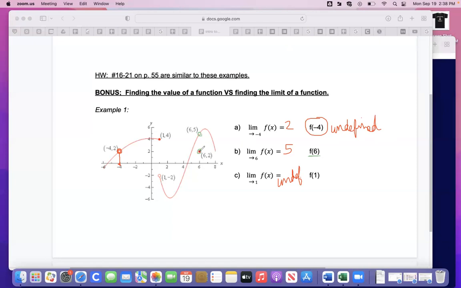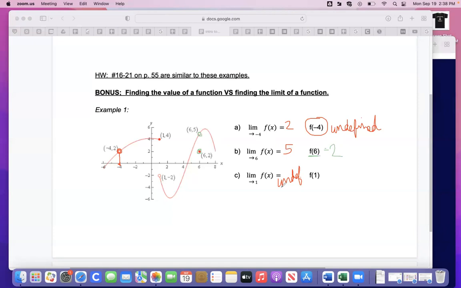Actually, the value at 6 is equal to 2, because that's where the closed circle is. So the value of the function at 6 is 2, but the limit of the function at 6 is 5. That's a mind blow, right? All right, let's keep practicing.